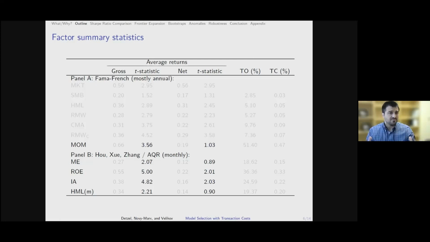So already, hopefully, you see what the results would look like. The models that disproportionately use the factors that are very costly to trade tend to perform really well before cost, but their performance suffers quite a bit after cost.